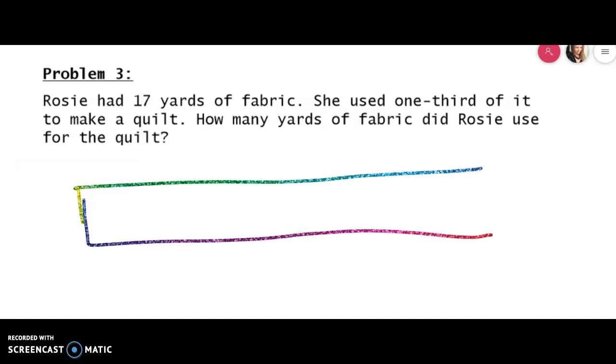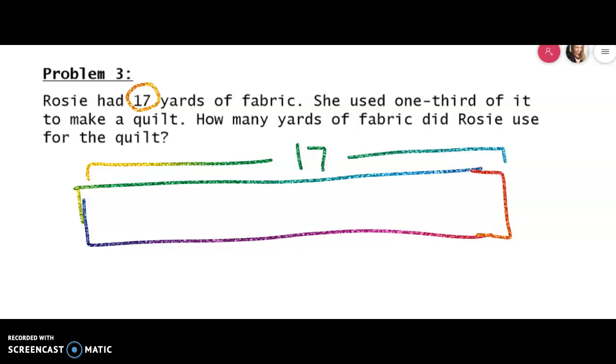And the question is, do we know the total of our tape diagram? Does our story problem tell us what the total amount is? It says Rosie had 17 yards, so we know that she had a total of 17 yards. It tells us she used 1/3 of it to make a quilt. So we can divide our total into 3 equal parts, because we know she didn't use all of it, she only used 1/3 of it to make her quilt.